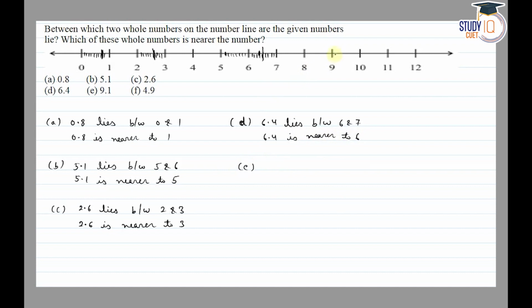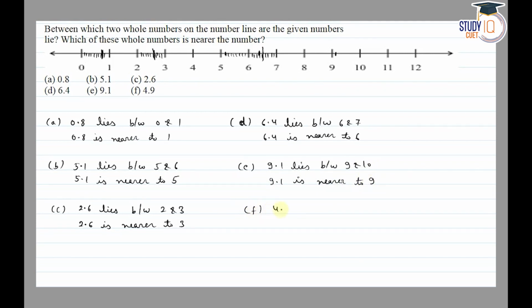9.1. So 9.1 will come just here, so it lies between 9 and 10 and nearer to 9, 1 subpart away from 9 and 9 subparts away from 10. So 9.1 lies between 9 and 10, and 9.1 is nearer to 9.